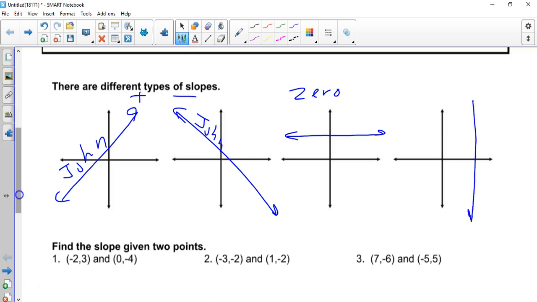Then, we have the troublesome one, and this is no slope. What I tell people is, can you ski off this? If this was a ski lodge, would you try to ski down this part of the mountain? Well, no, you wouldn't, because there's no slope for you to ski. There is just a place for you to fall.